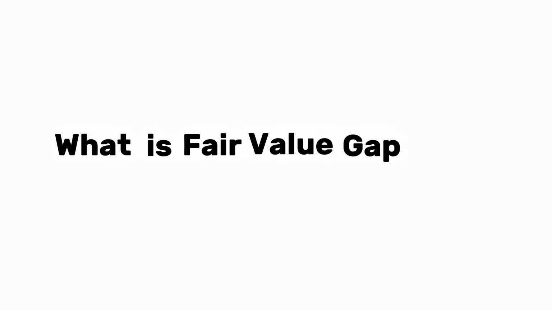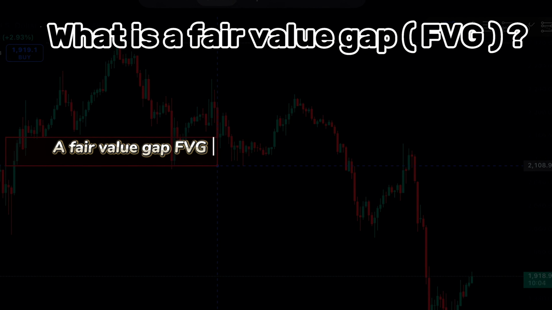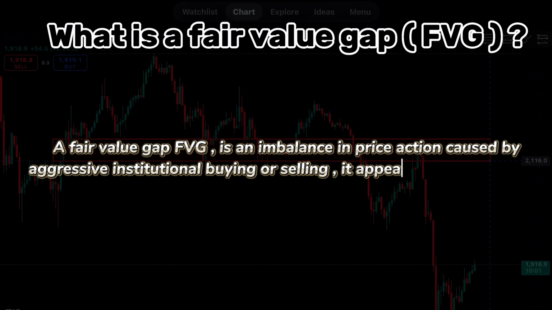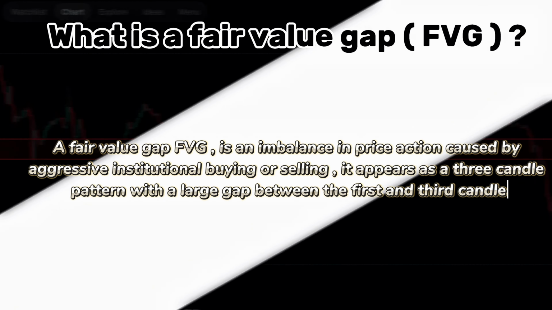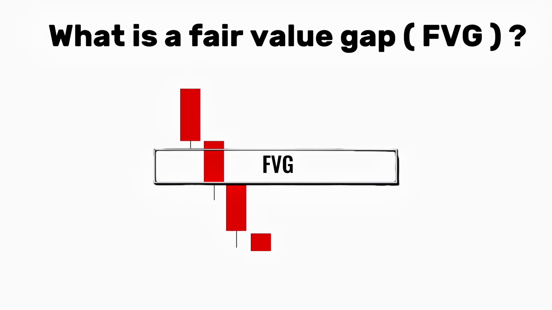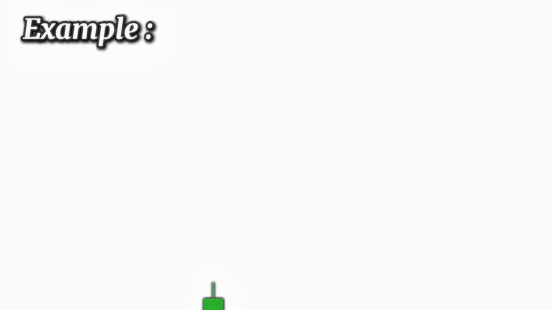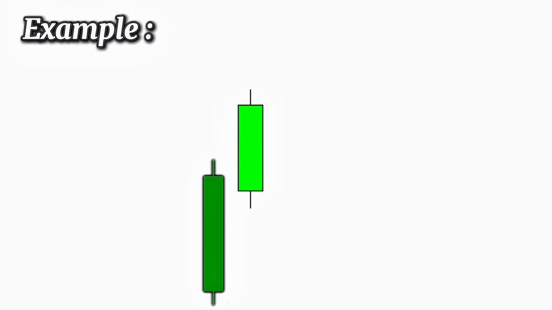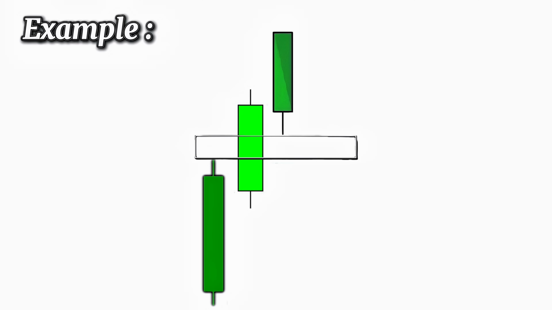Let's go for the main agenda of this video, that is, what is fair value gap, FVG? A fair value gap, FVG, is an imbalance in price action caused by aggressive institutional buying or selling. It appears as a 3-candle pattern with a large gap between the first and third candle. Example: Candle 1, big bullish candle, strong buy pressure. Candle 2, smaller continuation candle. Candle 3, retracement candle that does not fully close the gap. This leaves a price imbalance, which smart money often fills before continuing the trend.